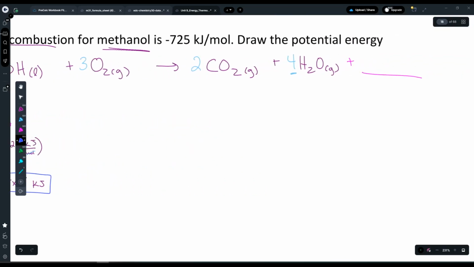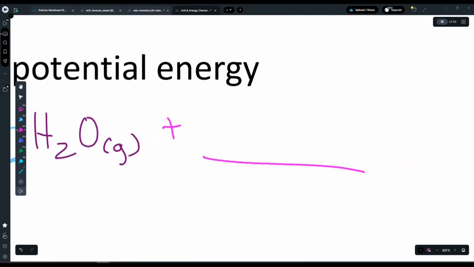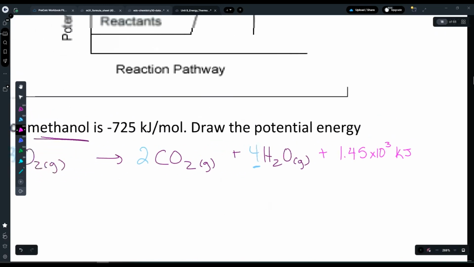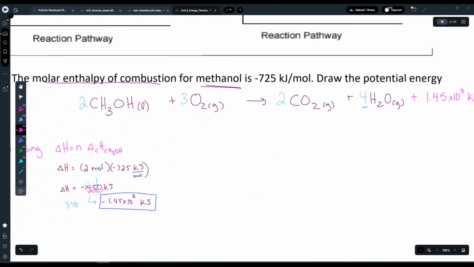All right, so let's add that in to our chemical equation so that we can go from having a chemical reaction to a thermochemical equation. As a reminder, we're never going to write our energy term as a negative 1.45 times 10 to the 3. The reason for that is because writing our energy term on the product side takes care of the negative. All right, so that's our thermochemical equation.